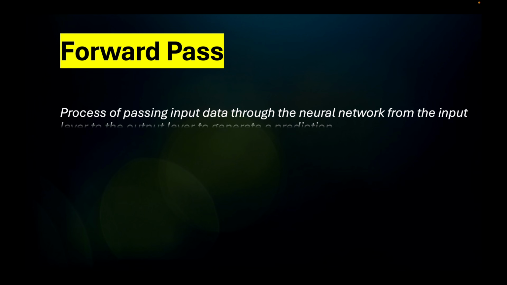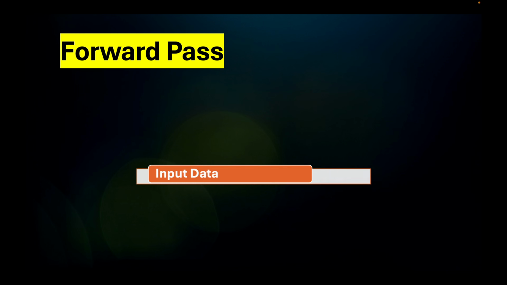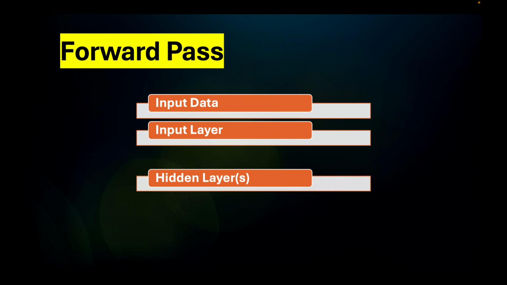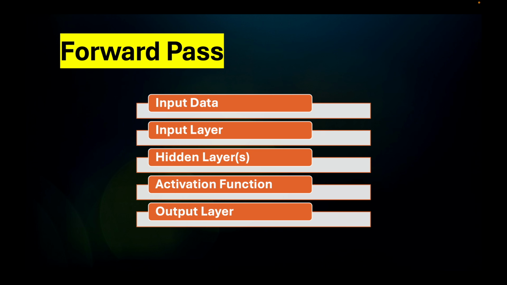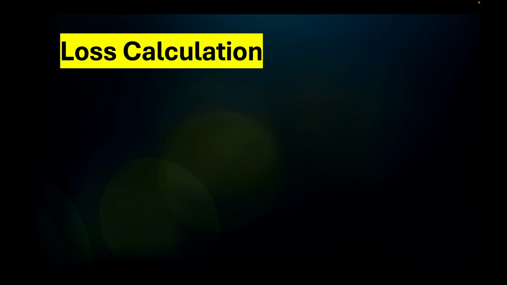Forward pass. It is the process of passing input data through the neural network from the input layer to the output layer to generate a prediction. In forward propagation, the information flows only in the forward direction. Let's see the forward pass diagram. First there is the input data. After that there is the input layer and then hidden layers and activation function and then the output layer, and we get the final prediction.